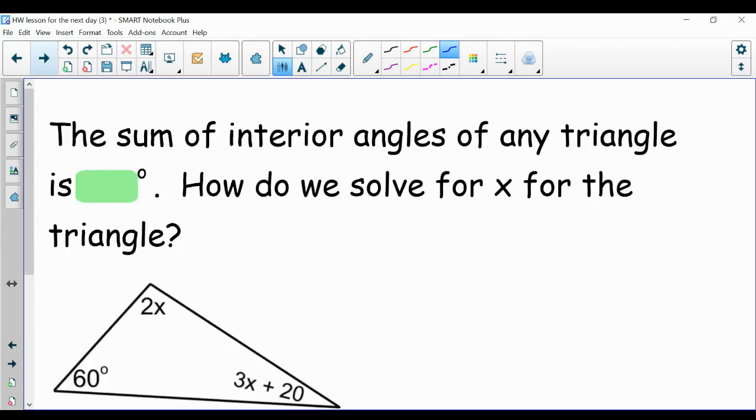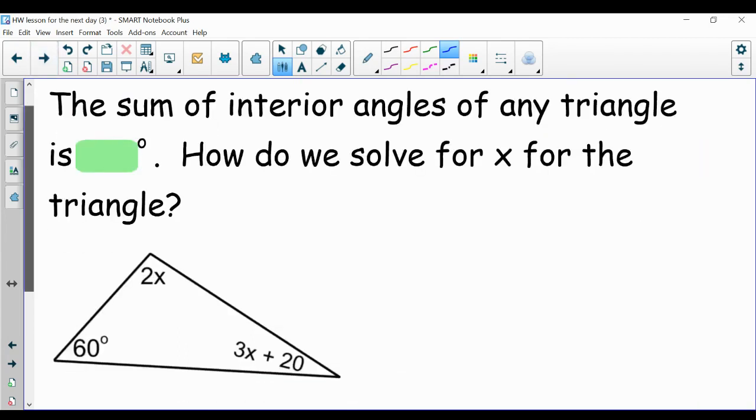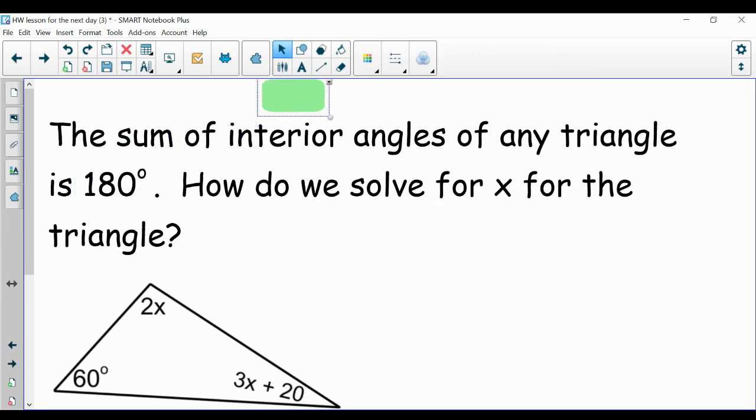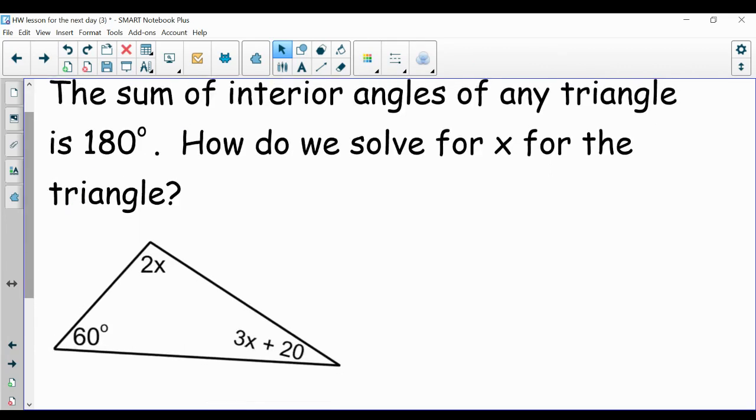Let's try to solve one problem. The sum of interior angles of any triangle is equal to what degree? Usually in class I do an experiment, but here I'm giving you that it is 180 degrees. It's going to be our magic number. You're going to see 90, 180, and 360 many times in geometry. So I call these three numbers magic numbers. The angles of a triangle add up to 180 degrees. Angles in quadrilaterals add up to 360 degrees.